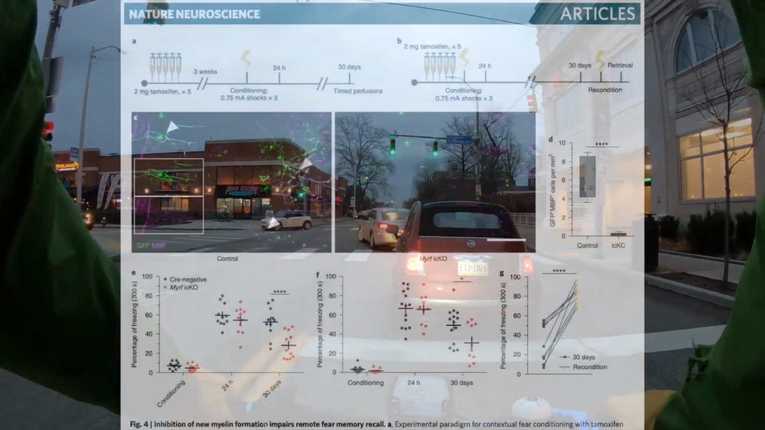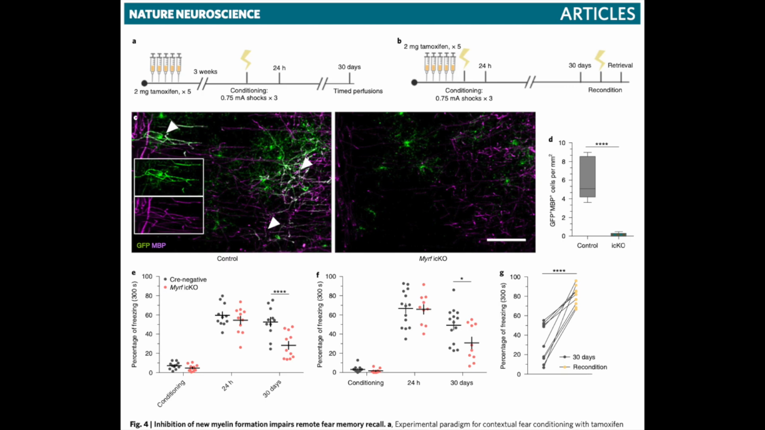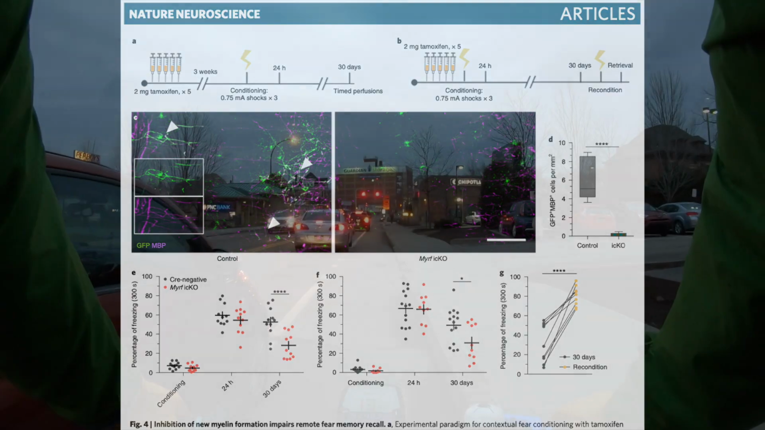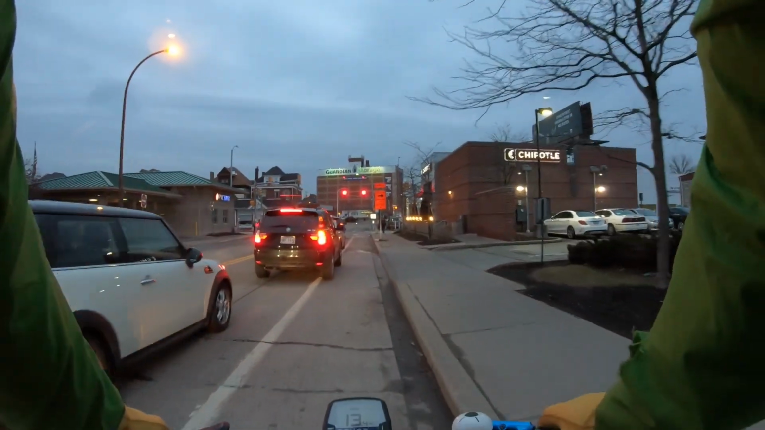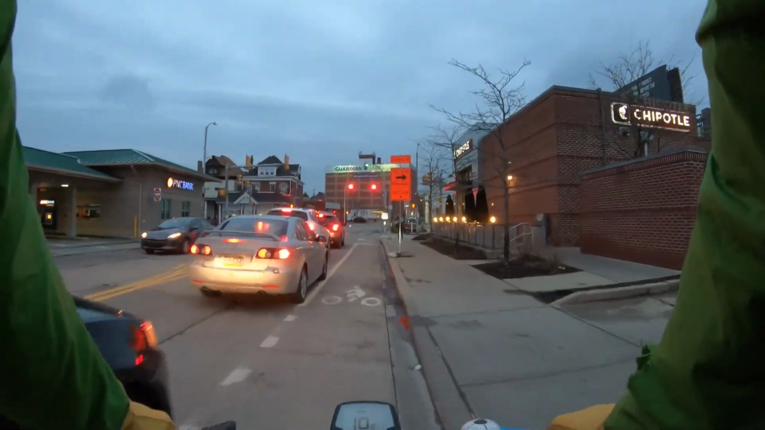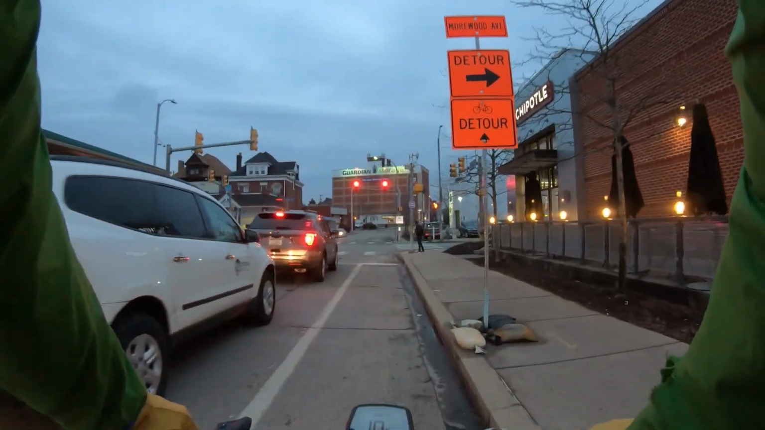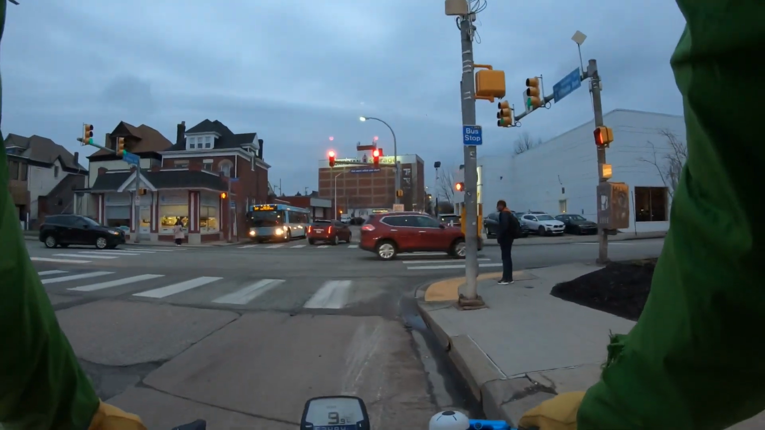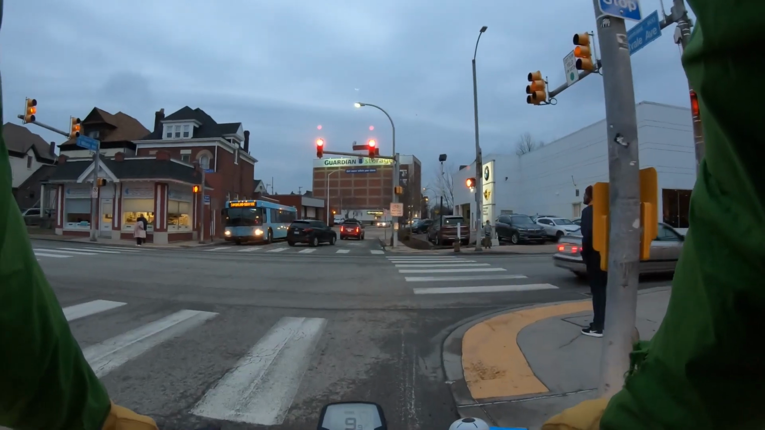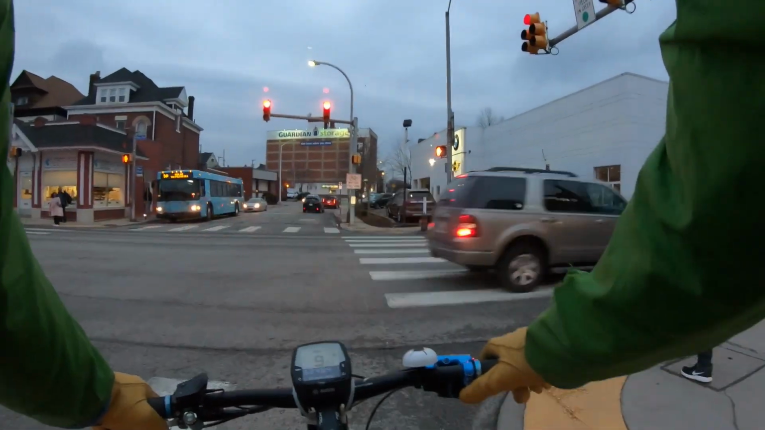So figure 4 shows that if they inhibit the formation of new myelin, then the expression of the remote fear memory is impaired. That's not very surprising. That's very similar to what Paul Franklin showed in the water maze experiments with blocking the conversion of oligodendrocyte precursor cells to oligodendrocytes. So a very similar result, but nice. I'm sure they were competing manuscripts at some point.